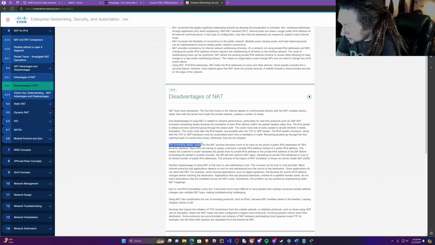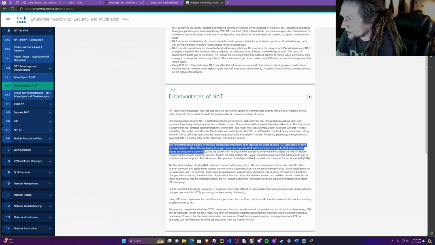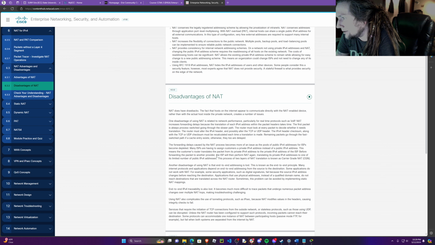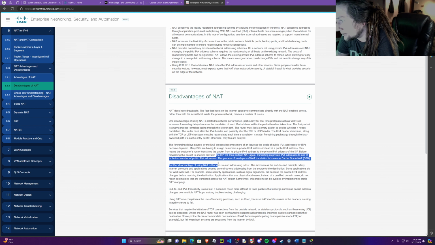The forwarding delays caused by the NAT process become more of an issue as the pools of public addresses for ISPs become depleted. Many ISPs are still having to assign customers a private address instead of a public address. This means the customer's router translates the packet from its private address to the private IPv4 address of the ISP before forwarding the packet to another provider. The ISP will then perform NAT again, translating its private address to one of its limited number of public addresses. This process of two layers of NAT translation is known as carrier-grade NAT, or CGN.